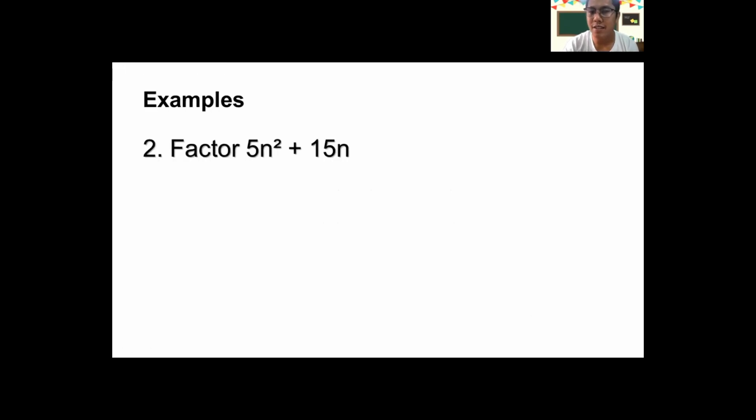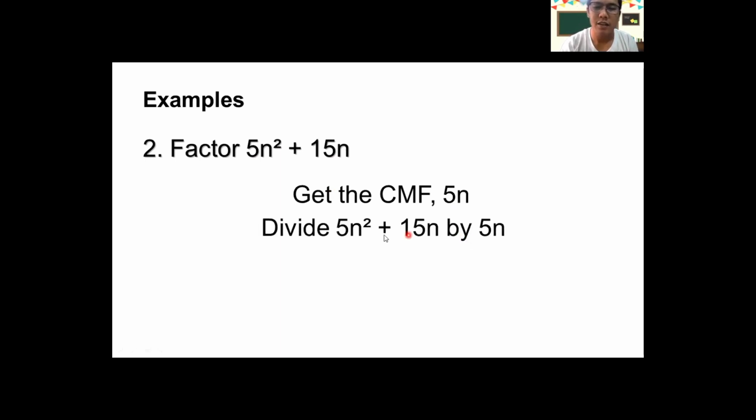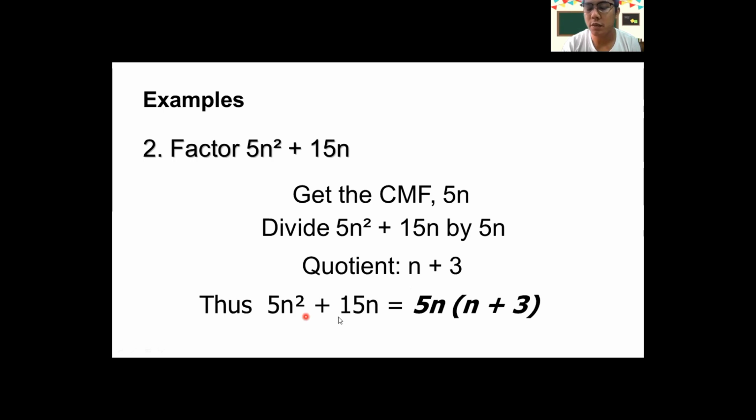Another example. Factor 5n squared plus 15n. So what do you think is the greatest CMF? So as you can see, we can divide this by 5, right? And also n. So therefore the CMF is 5n. Okay? Then divide 5n squared plus 15n by 5n. So 5n squared divided by 5n is n, and 15n divided by 5n is 3. So the quotient is n plus 3. And then in factoring, we write the CMF, 5n, multiplied by the quotient n plus 3. So the factor of 5n squared plus 15n is 5n times the quantity n plus 3.